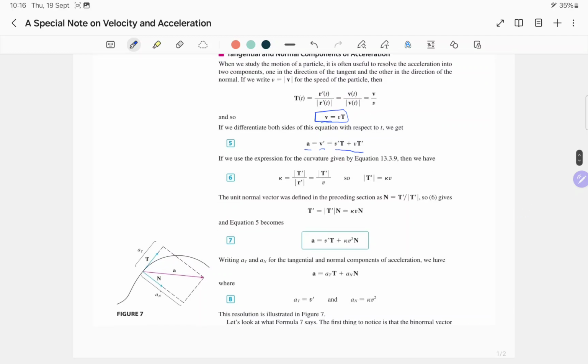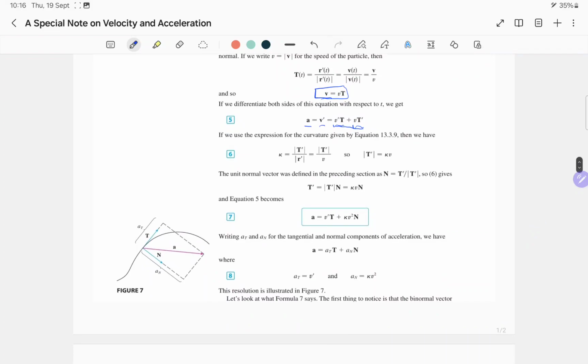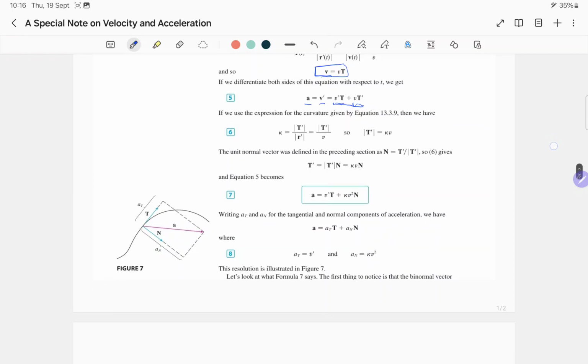So we know that this is the parallel component, and this is the perpendicular component. Since T is a unit vector, how it changes must be perpendicular to its direction. So T prime is normal to T. So finally, we can derive a statement like this from the pure mathematical proof.